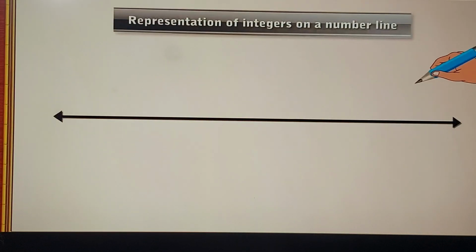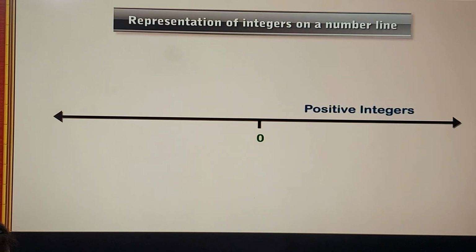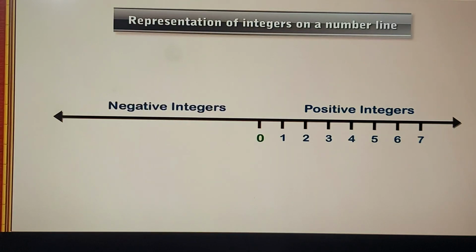Let us learn about representation of integers on a number line. Draw a line and mark some points at equal distance on it as shown in the figure. Mark a point as 0 on it. Points to the right of 0 are positive integers and are marked +1, +2, +3, etc., or simply 1, 2, 3, etc. Points to the left of 0 are negative integers and are marked -1, -2, -3, etc.